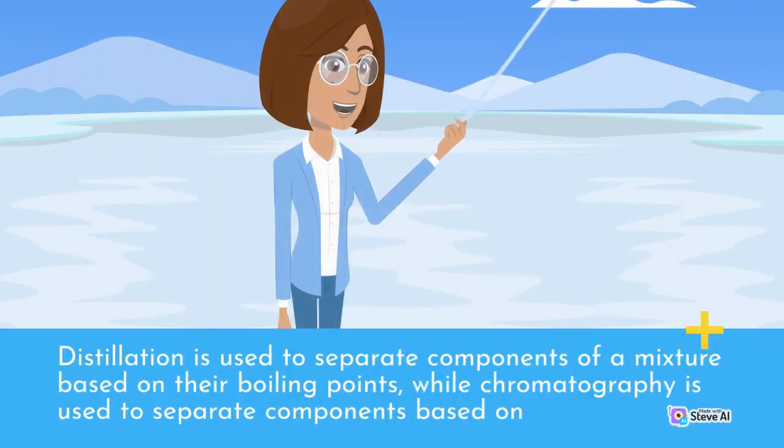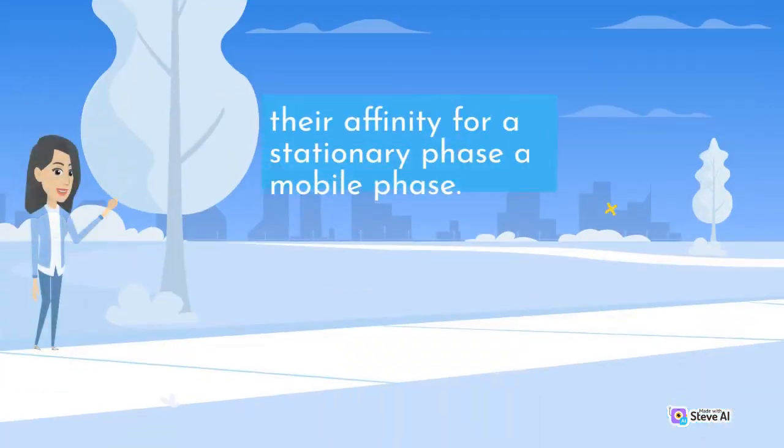Distillation is used to separate components of a mixture based on their boiling points, while chromatography is used to separate components based on their affinity for a stationary phase and a mobile phase.